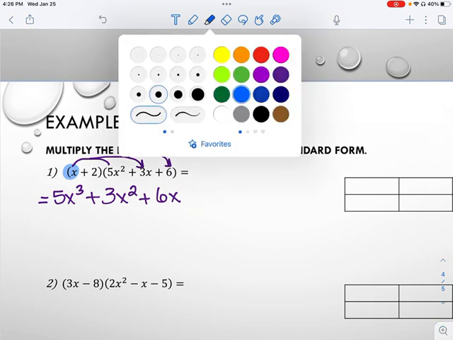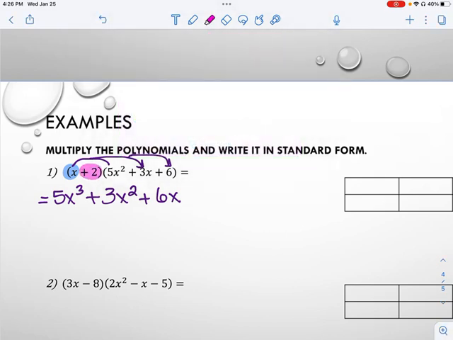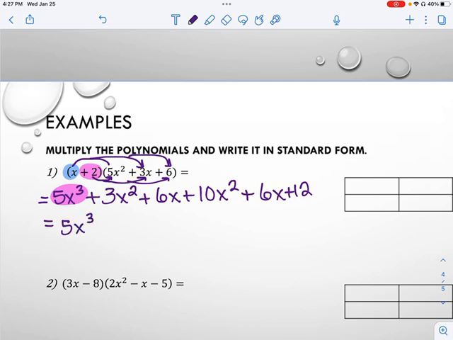Then I come back, and now I'm going to take the positive 2, and I'm going to multiply it through. So I'm going to go positive 2 times 5x squared, that's 10x squared. I'm going to take the positive 2 times the 3x, that's going to get me 6x, and then I do the positive 2 times 6, which is 12. Now my last step is I look for like terms. So I start off, I have 5x to the third, nothing else is alike to it, so I have 5x to the third.